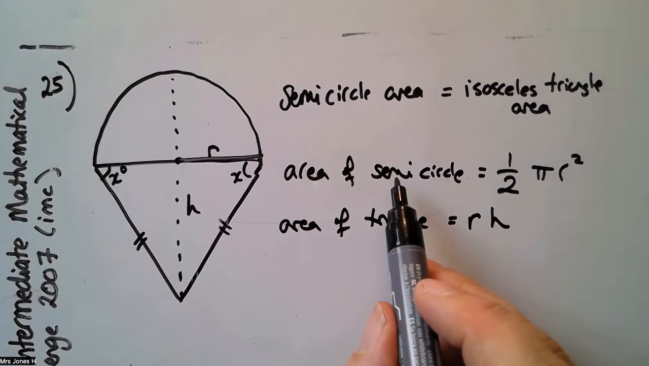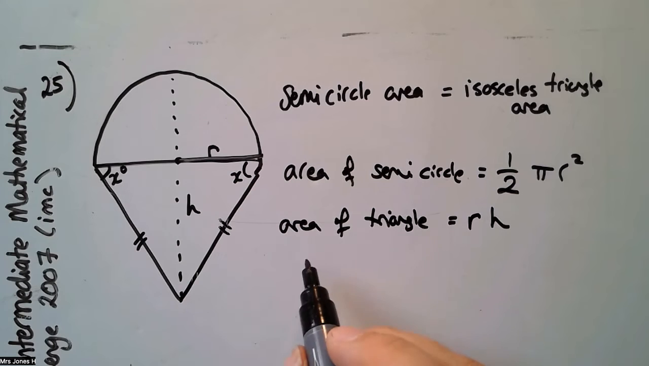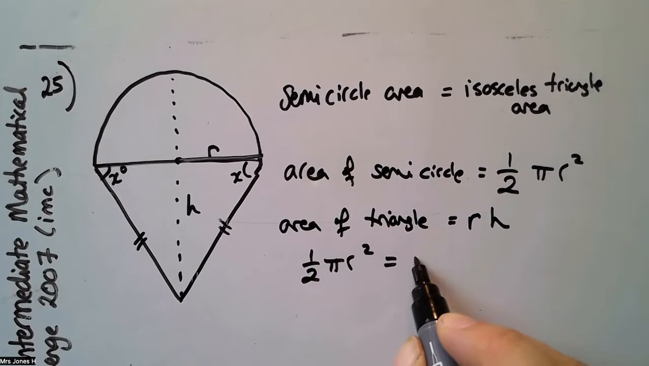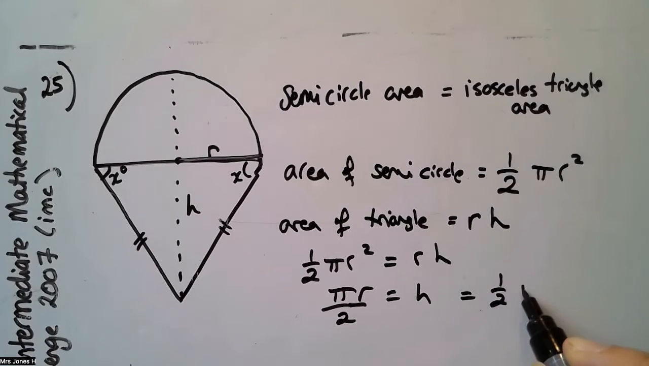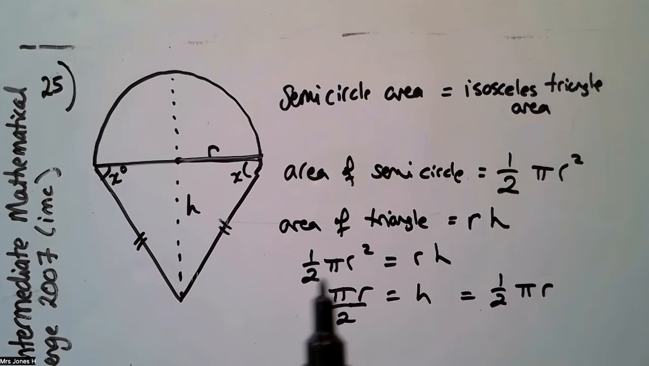And so we know that this area equals this area. So these two I can put equal to each other. I can divide both sides by r. So that h is pi r divided by 2, or if you like, half of pi r. So we now have an equation for h in relation to r. We now need to relate that back to the angle though. So we have certain bits of information.